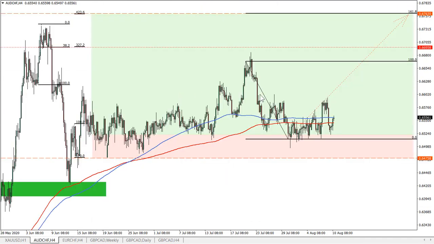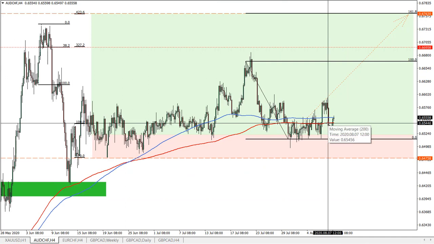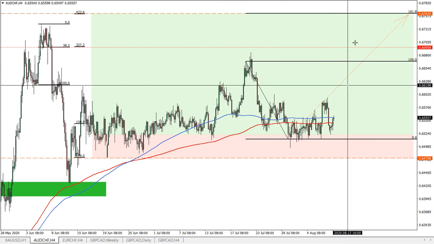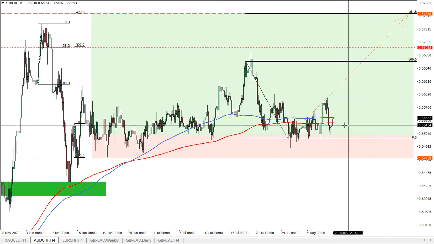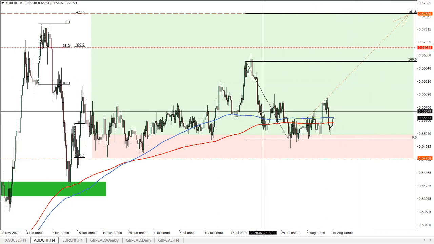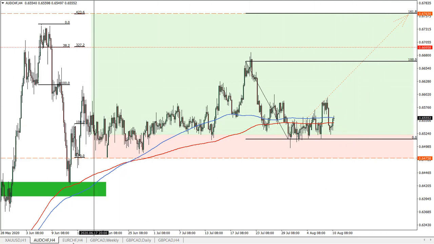So starting off, Australian Swiss franc, not much happening. I guess September will be the moving month for now. Price consolidating and potentially could be rising slowly. So near the entry, and let's move now to the Euro Swiss franc.